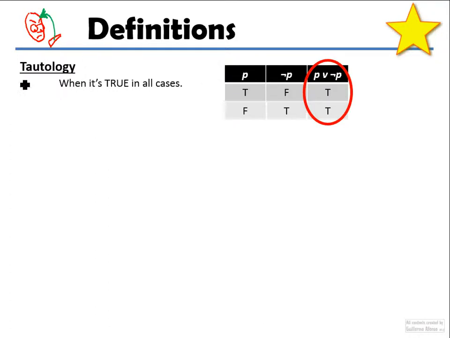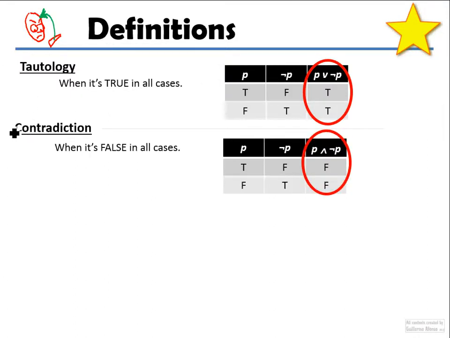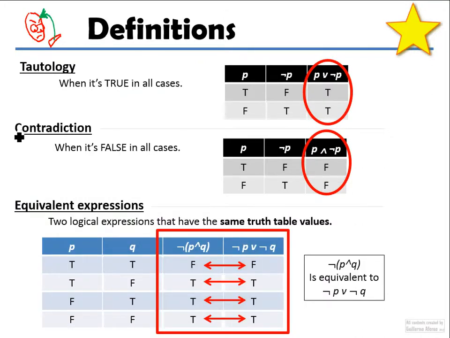Like if I say either it rains or it doesn't rain, well of course it's going to be true no matter what happens. Then we have the contradiction, which is going to be false in all cases, something that ends up with everything being false. Like it will rain and it will not rain. Impossible that both happen.